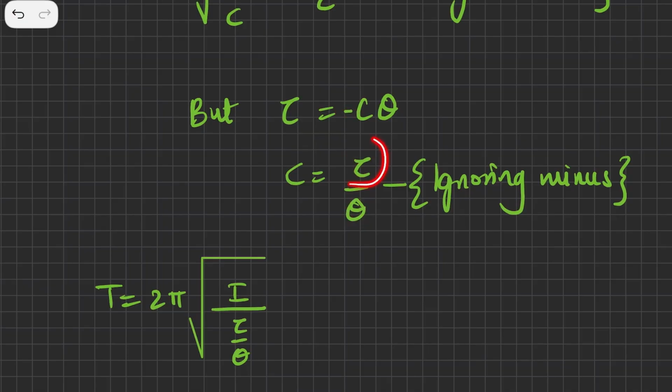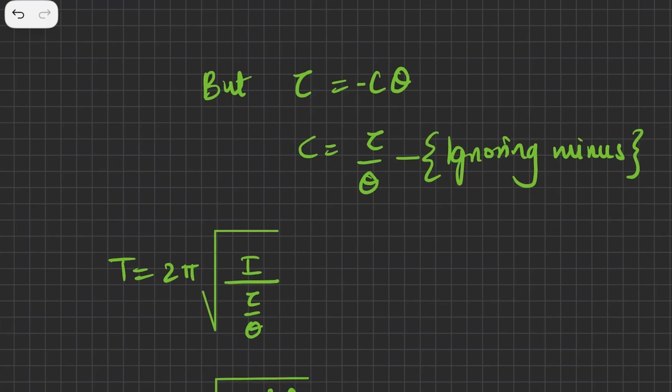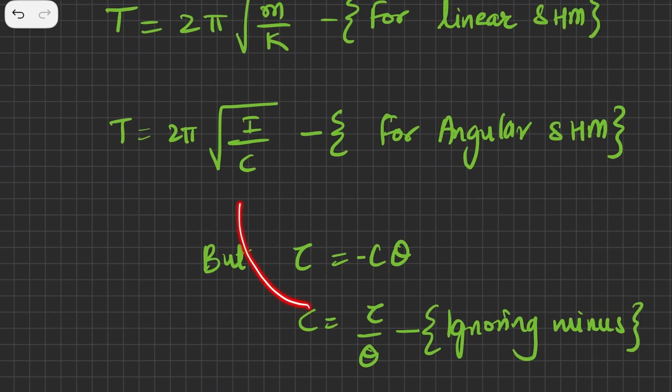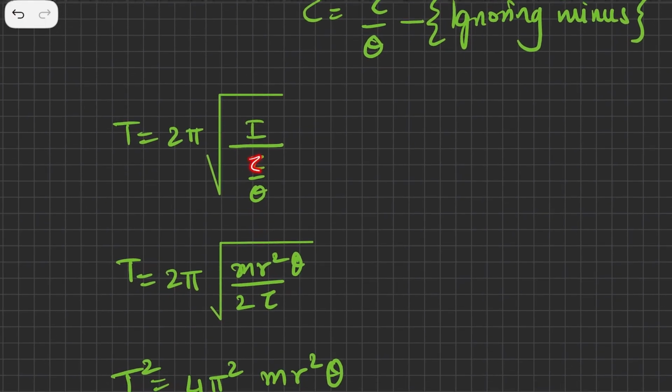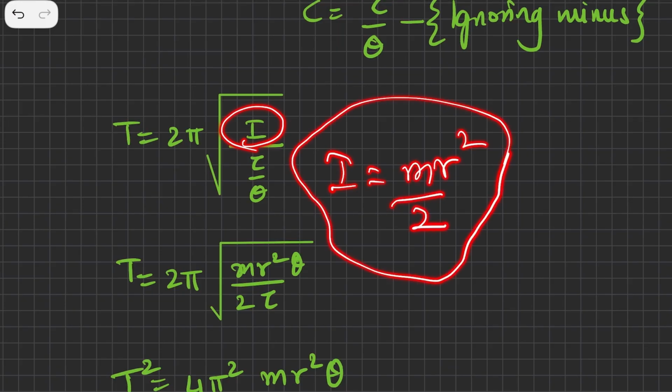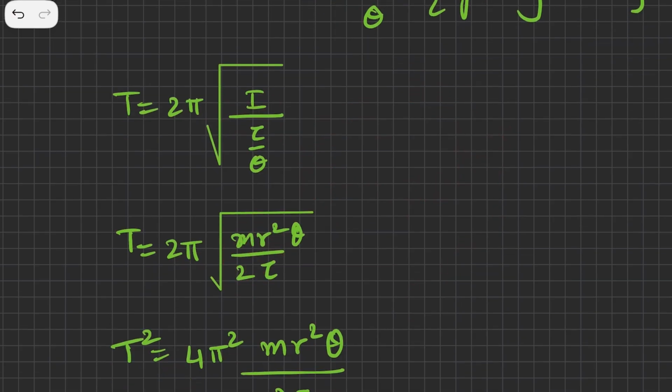You might wonder where the minus has gone. The minus sign indicates that torque and theta are in opposite directions, so I'm just ignoring the minus sign. I'll put the value of C in my formula, so I'll get I upon torque upon theta, and this theta will go upstairs. Torque stays as it is, and wherever there is I, I'll write mr square by 2, because for a disk the moment of inertia is mr square by 2.